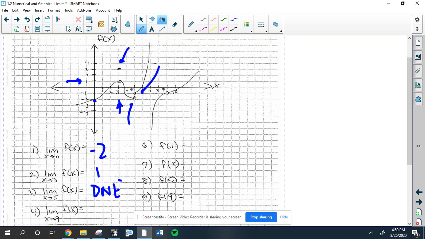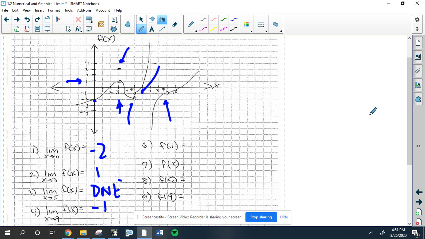The limit as x approaches 9. That's right here. They do match from the left and the right, and they match at -1. So those are the 4 limits. The actual values, that's what 6, 7, 8, and 9 are about.